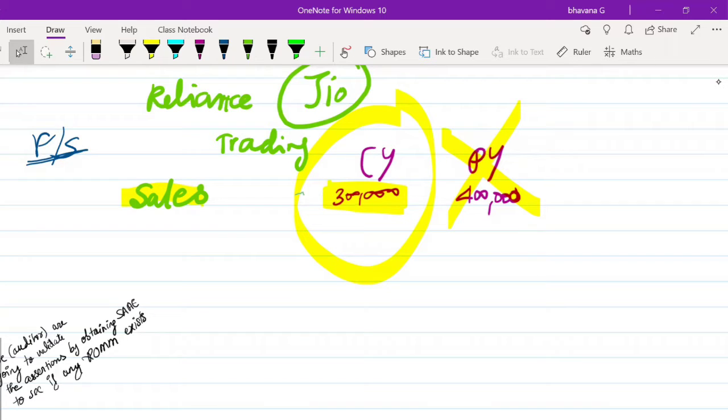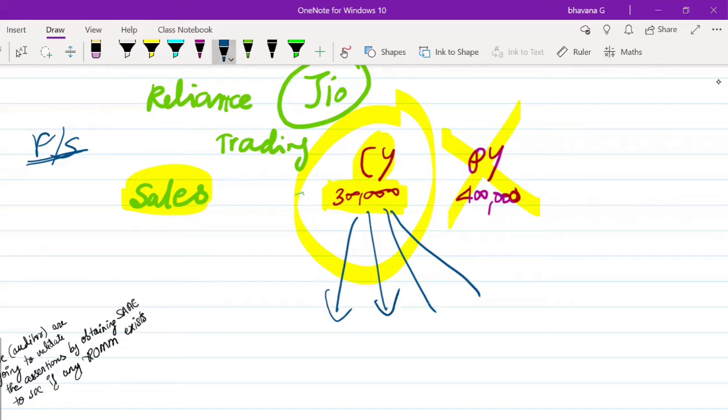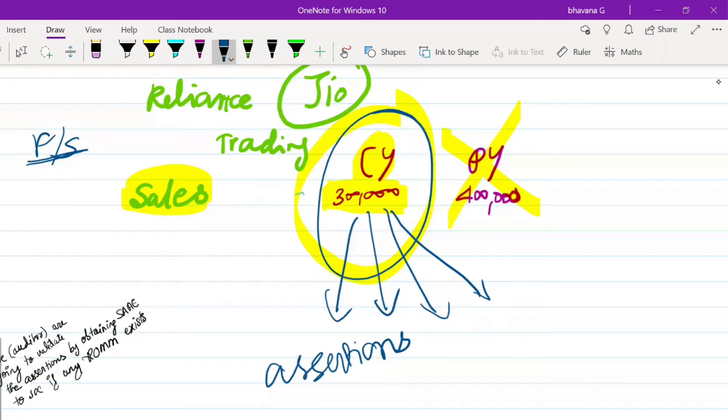Okay, so what is going to happen is that when the company or a management writes that the sales is 3 lakh rupees for current year, from this what and all information can we derive? From that, what and all information can we derive, or what is the information the management is trying to tell us is only known as assertions. So this is what is known as assertions. The information that the management is trying to tell us from this figure of 3 lakh rupees of sales is what is known as assertions.